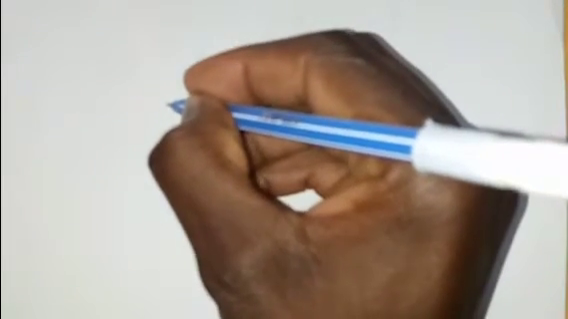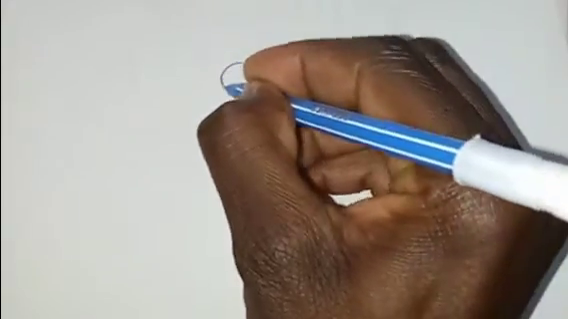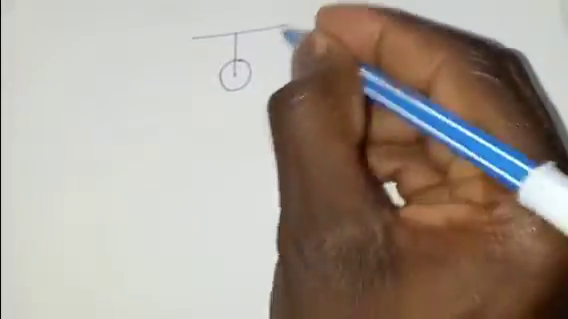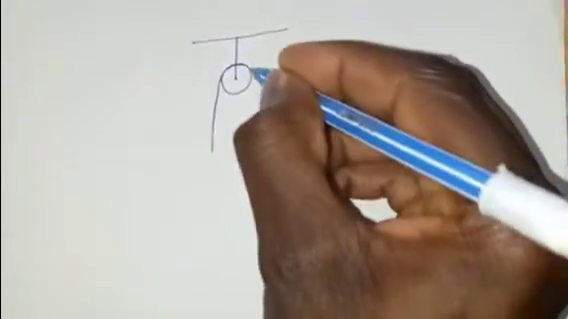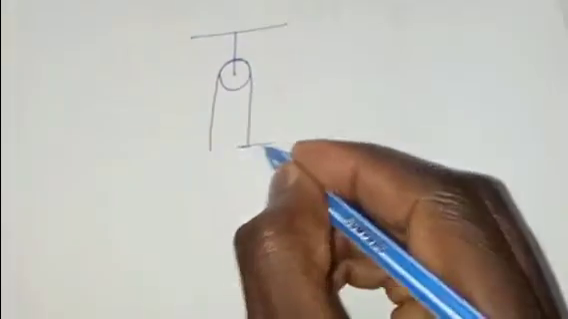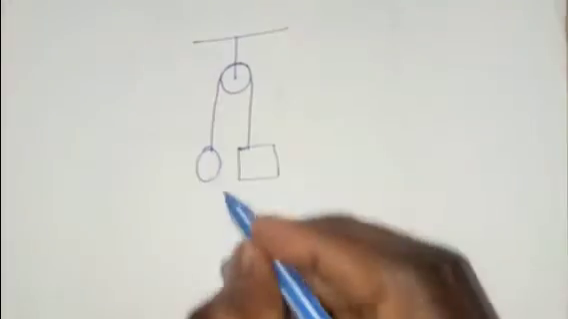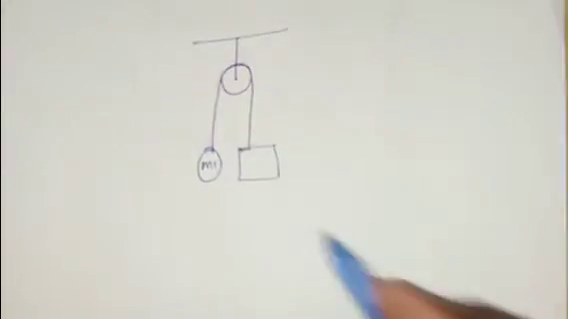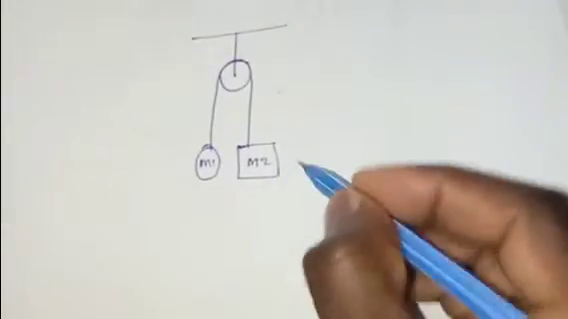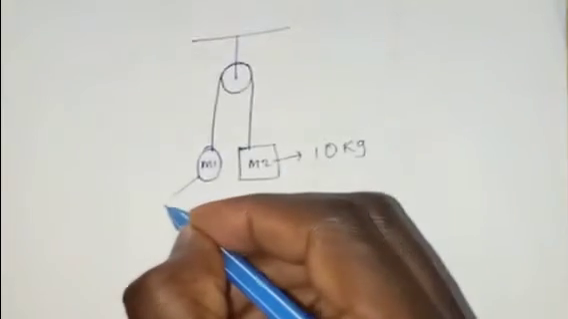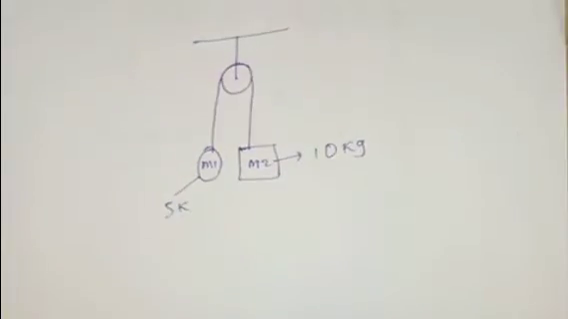So we have two different things here. We have this, a pulley, then we have two objects, this one and that one. So this is my M1, then this one is said to be M2. So we know that M2 is equal to 10 kgs, this one is 5 kgs.